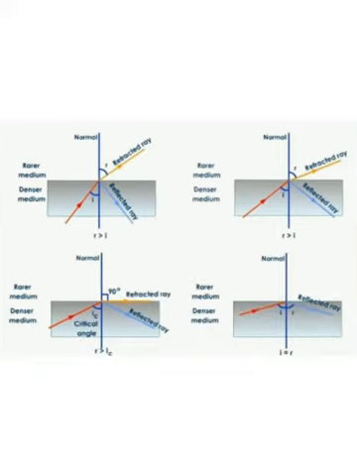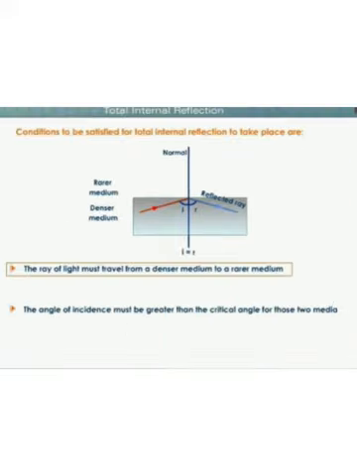Next step, we further increase the angle of incidence. What happened? The light bounces back into the same medium. According to the law of reflection, we have studied two laws, so it obeys one of the laws: the angle of incidence is equal to the angle of reflection. This is the basic principle of total internal reflection. There are two conditions for total internal reflection. The first: the ray of light must travel from the denser medium to the rarer medium. The second: the angle of incidence must be greater than the critical angle.